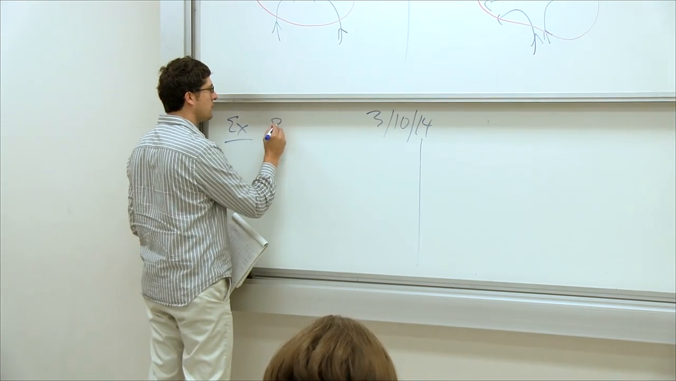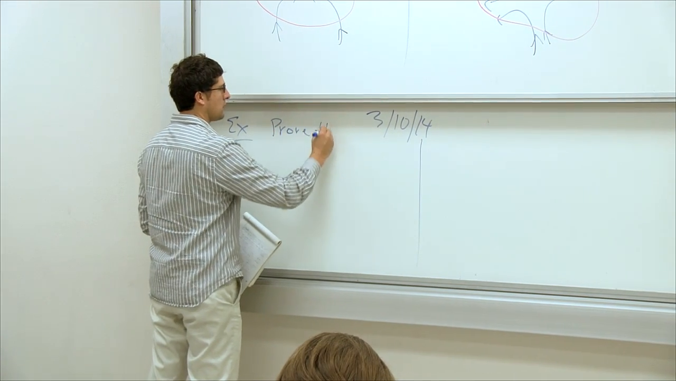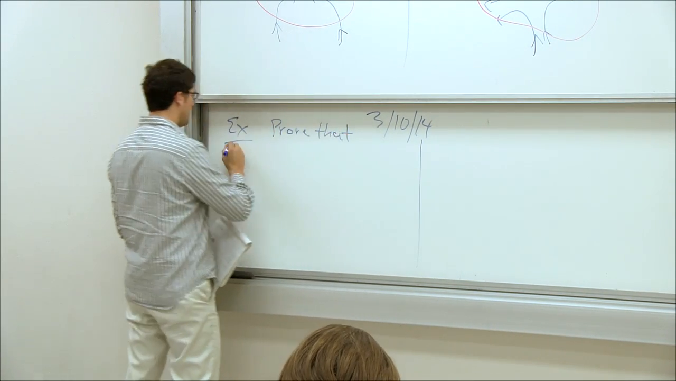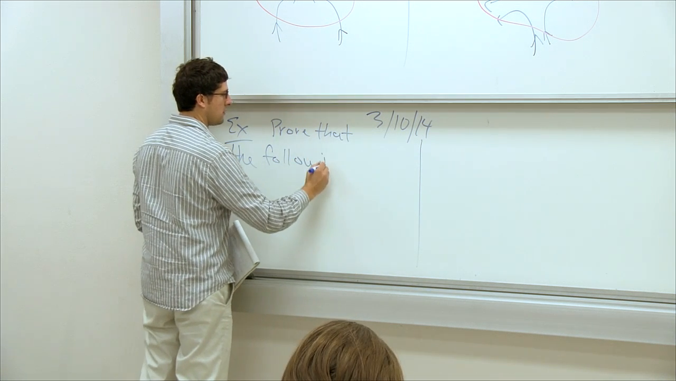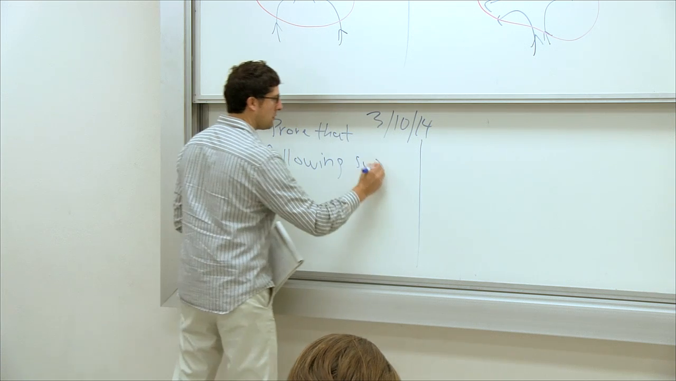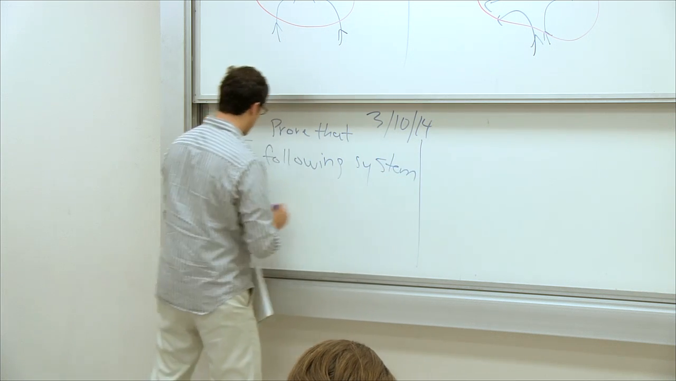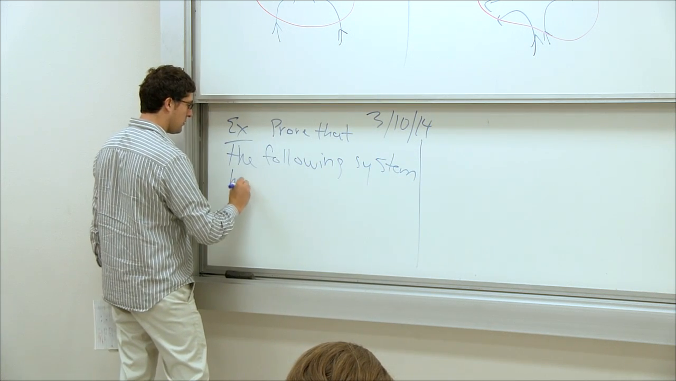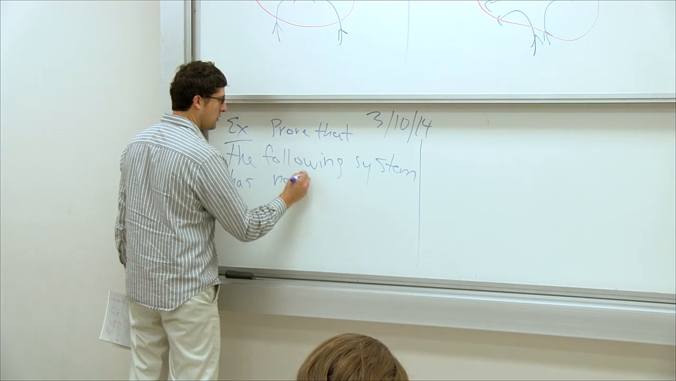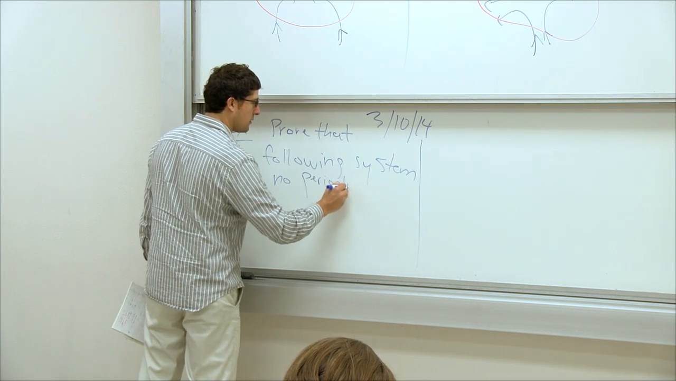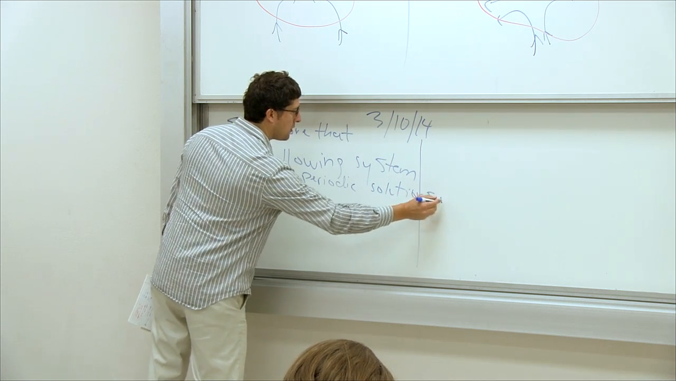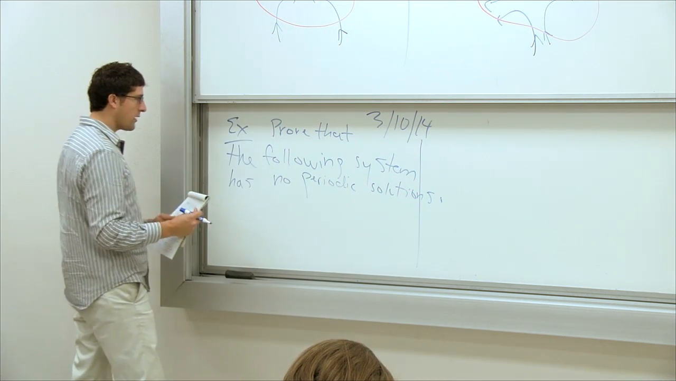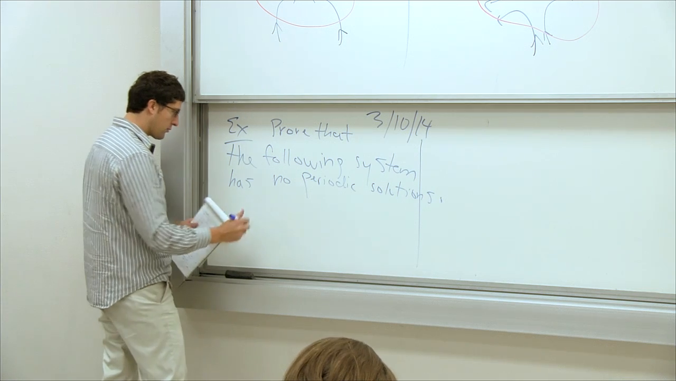So we prove that the following system has no periodic solutions. Okay, what system is it? I'm going to write it down.